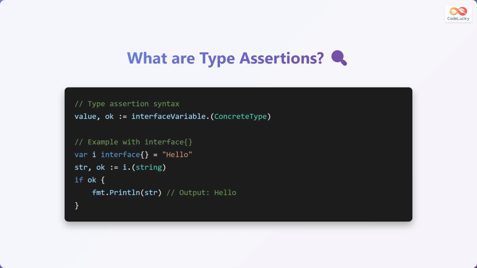Let's look at an example using interface. Here, we declare a variable i of type interface and assign it the string value hello. Then, we assert that i holds a string value. The variable str will hold the string hello, and ok will be true. If ok is true, we print the value of str, which will output hello.